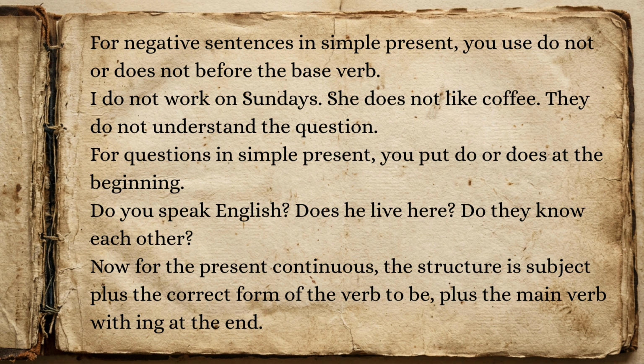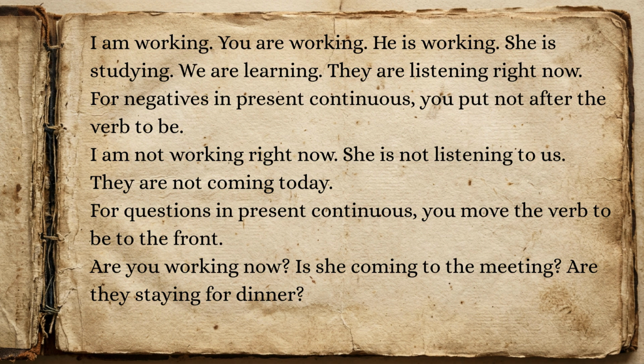Now for the present continuous, the structure is subject plus the correct form of the verb to be, plus the main verb with ing at the end. I am working. You are working. He is working. She is studying. We are learning. They are listening right now.